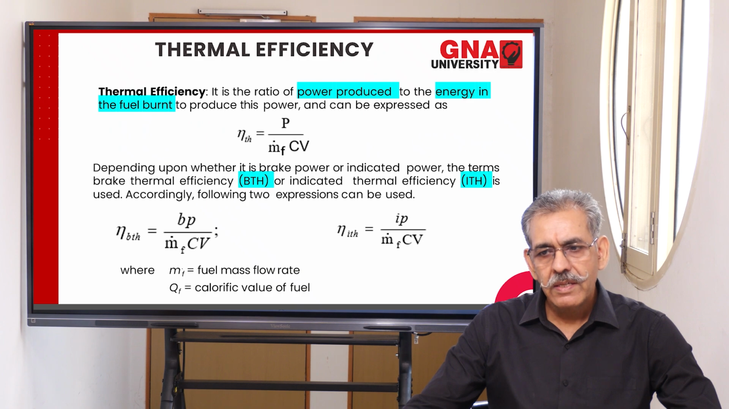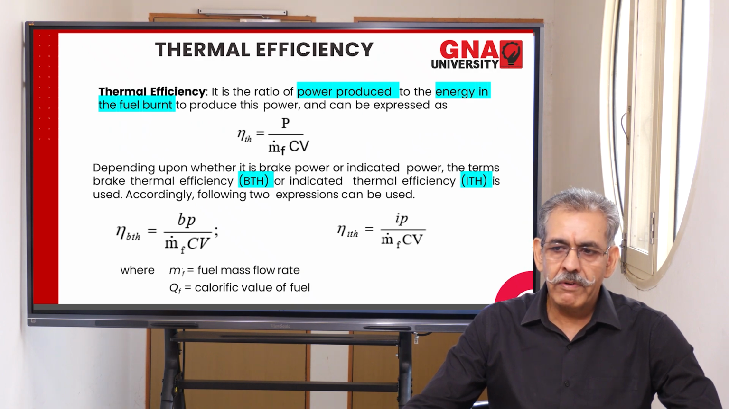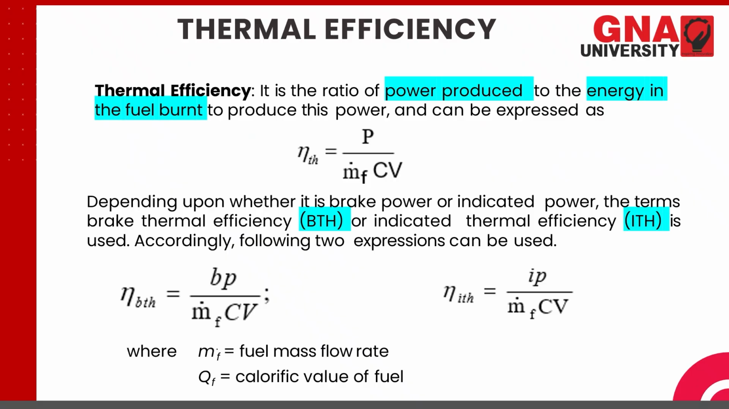Thermal efficiency is the ratio of power produced to the energy supplied by the fuel. Now power produced is denoted by P, and the energy supplied by the fuel can be written as mf into CV, as CV is the amount of energy which is produced per unit mass of the fuel. Depending upon whether it is brake power or indicated power, this thermal efficiency can be written as brake thermal efficiency or indicated thermal efficiency.